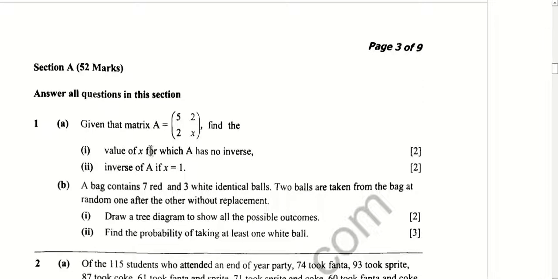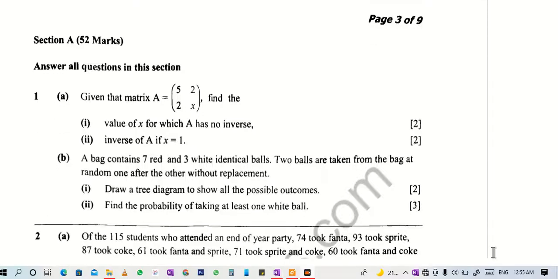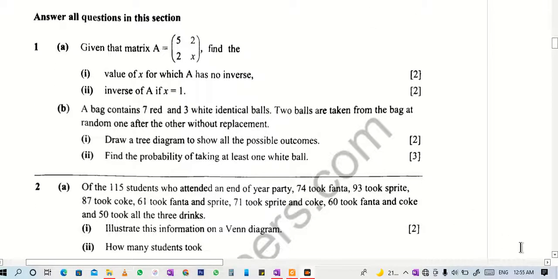Given that the matrix A is equal to 5, 2, 2, x: 1. Find the value of x for which A has no inverse. And 2. Find the inverse of A if x is equal to 1. For this particular video, we tackle question 1, A and B.